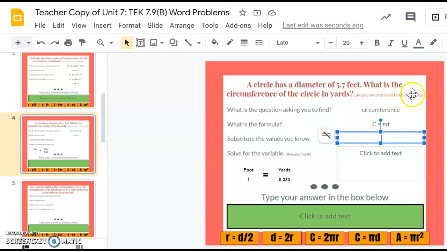The first thing we need to do before calculating anything is convert. Because look, a circle that has a diameter of 5.7 feet, but what is the circumference in yards? I need to convert my diameter into yards. So to do that, 1 foot equals 0.333 yards. I need 5.7 feet.